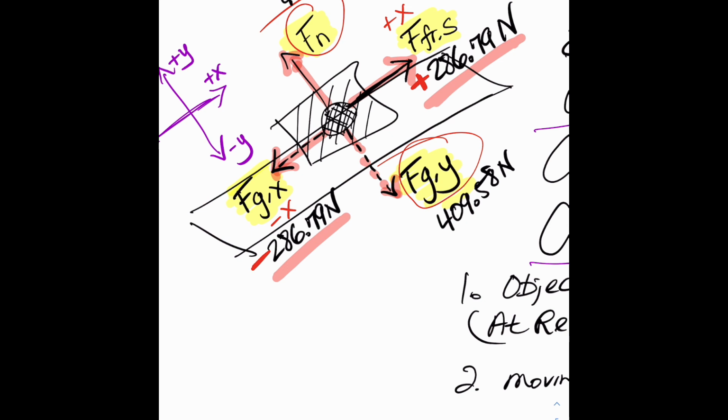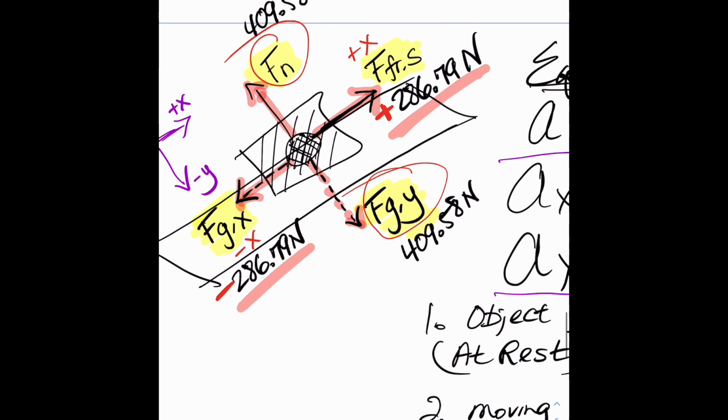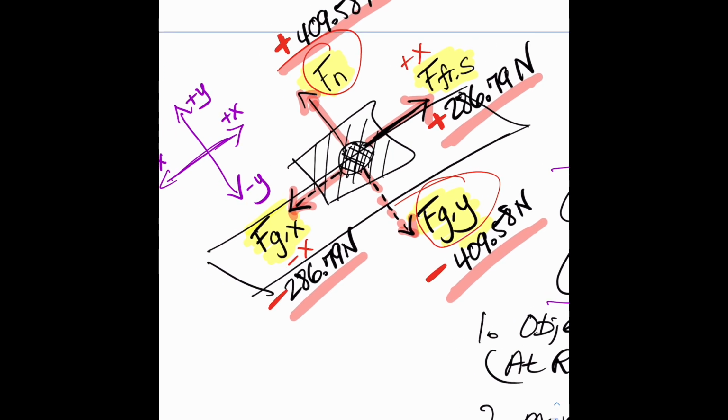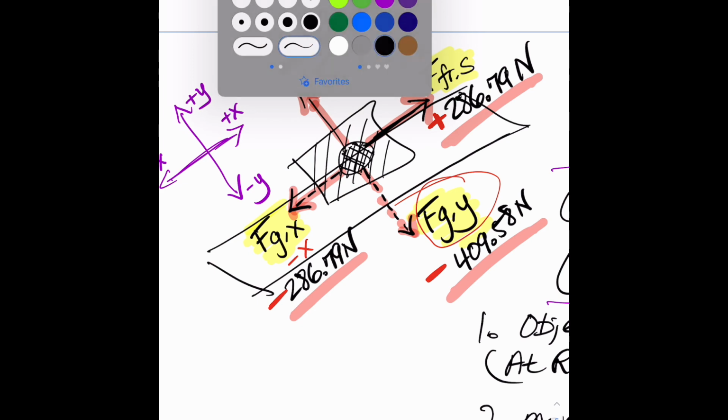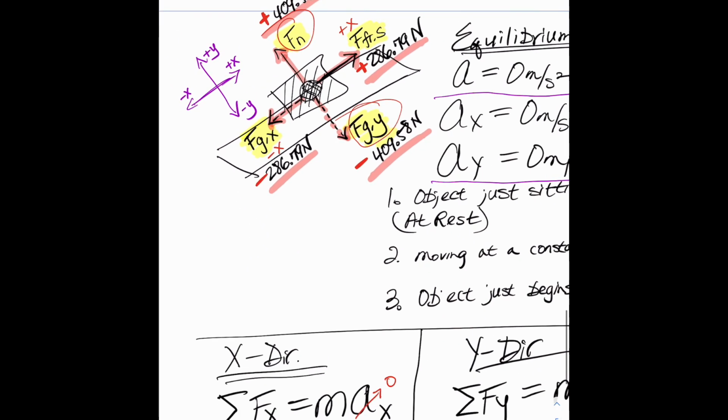And if we look at the vertical direction, this is going to be a positive 409, and this is going to be a negative 409. Talking about this right here and this right here. So those balance. So positive 409.58 plus negative 409.58. This means that there's the F net, the net force, the sum of the forces. What is force net? F net is equal to the sum of the forces. And we're seeing that that's going to equal 0.